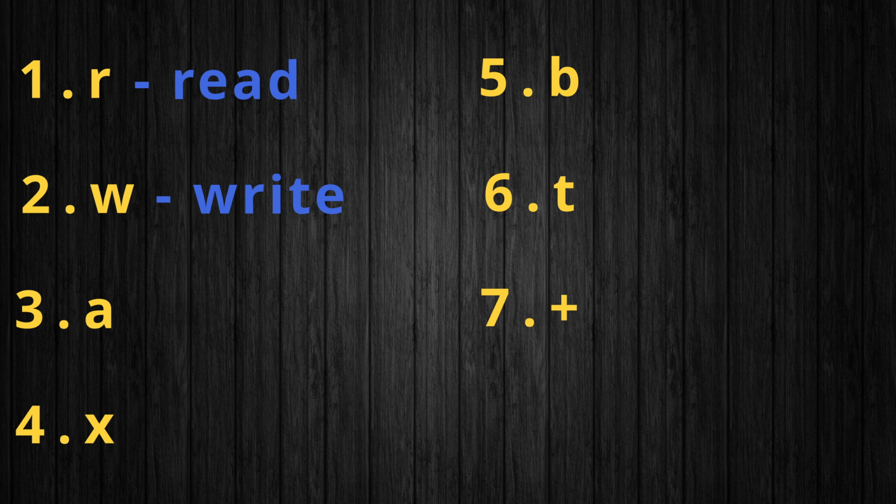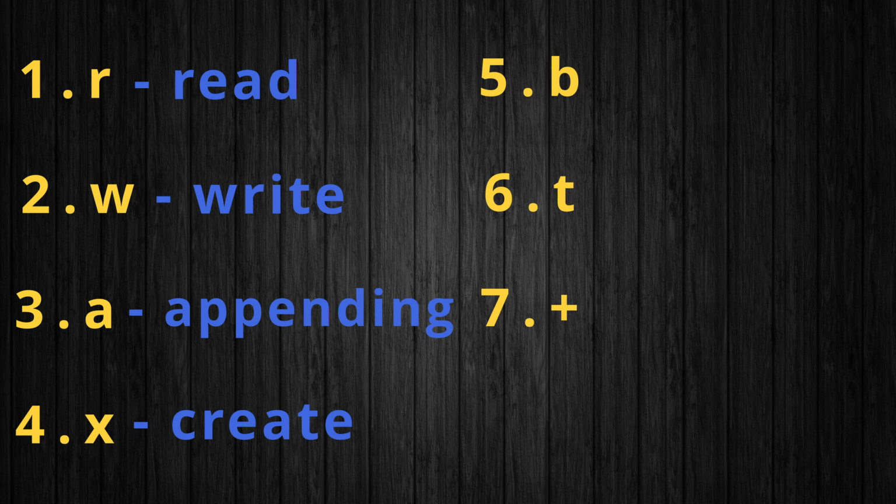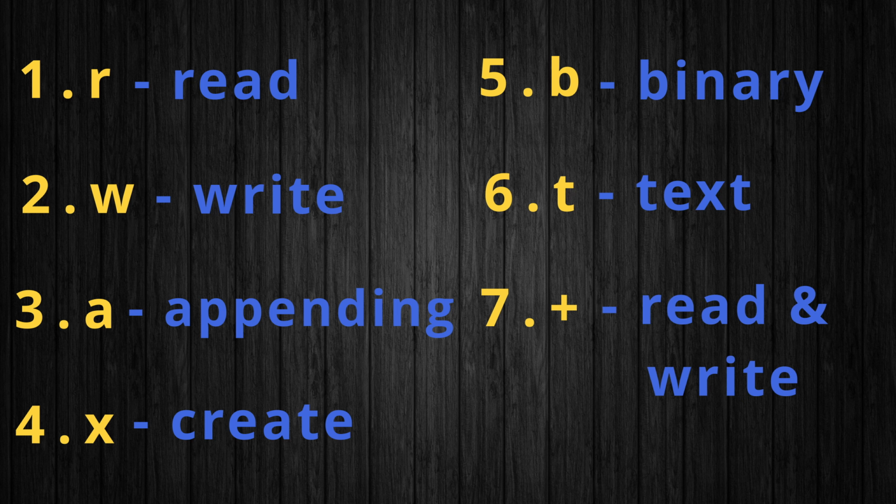A mode is for appending. It is when you want to edit some file. X mode is to create a file but fails if the file already exists. B mode is binary mode. It's for creating binary documents. T is for text mode, and that is the default mode. Plus is if you want read and write functionalities.